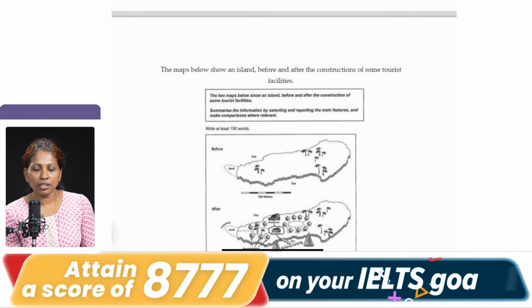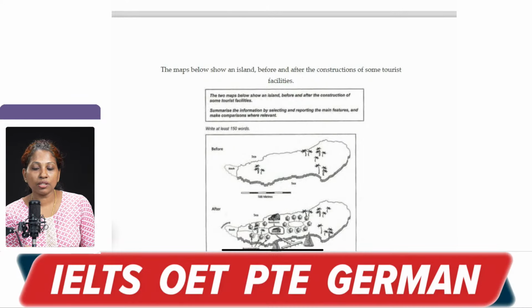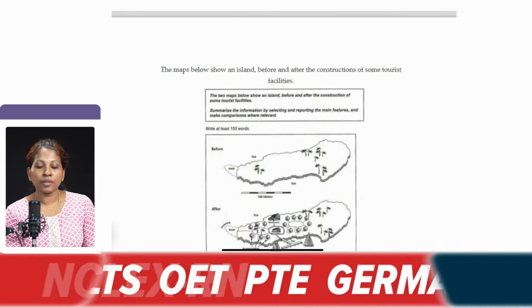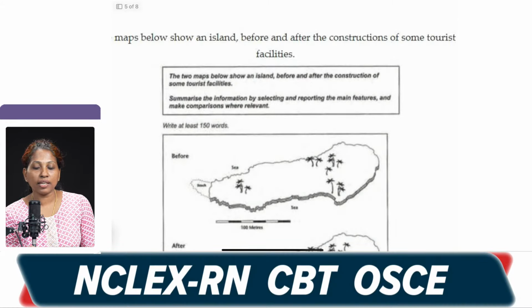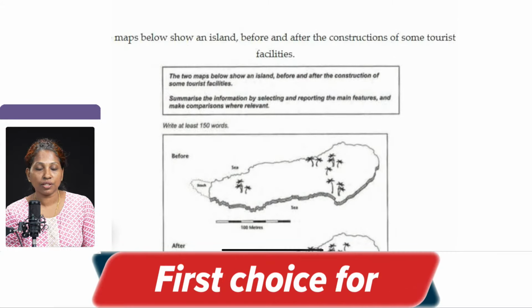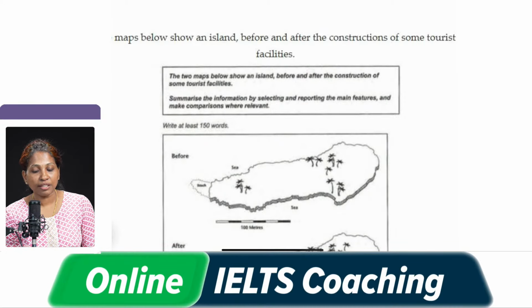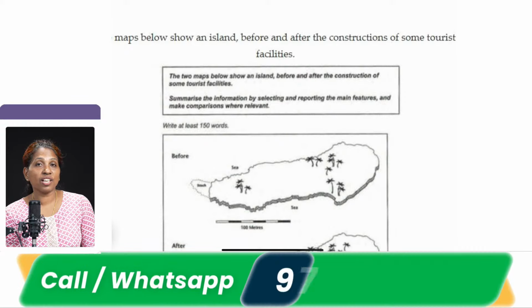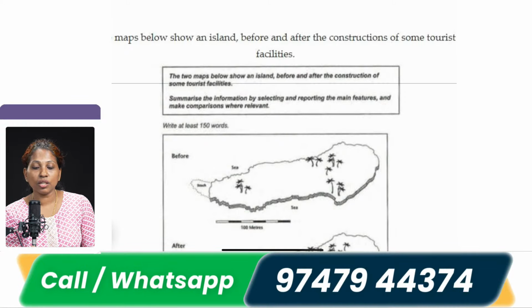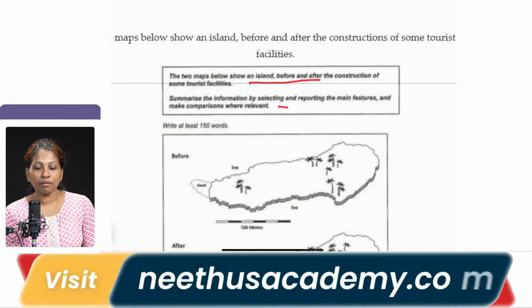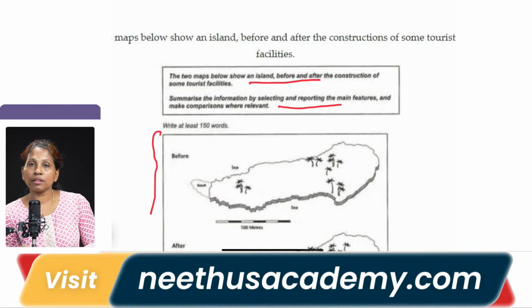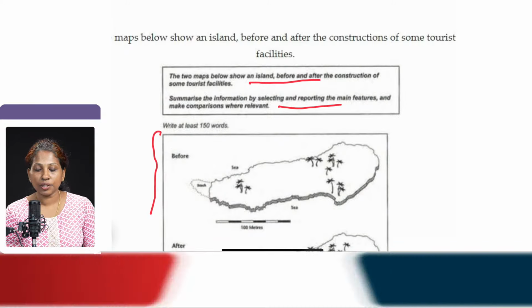Right? So here you can see that the map below shows an island before and after the construction of some tourist facilities. And then they are telling you: the two maps below show an island before and after the construction of some tourist facilities. Summarize the information by selecting and reporting the main features and make comparisons where relevant. This is your instruction part. Like I told, this is the first part describing the diagram, this is the second part which is your instruction, and this is the third part which is your diagram. Three parts of the question, right?